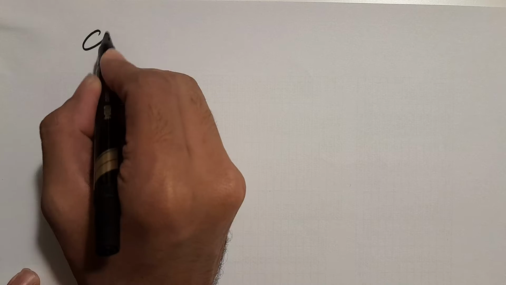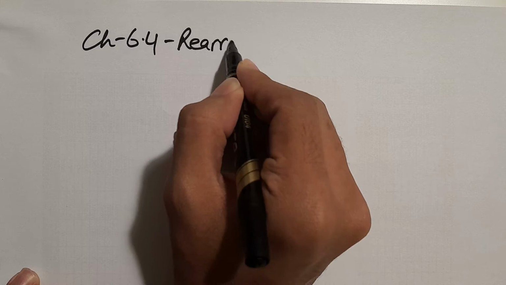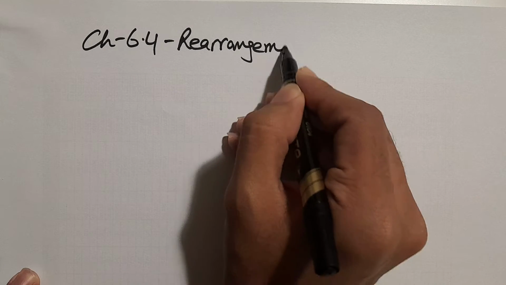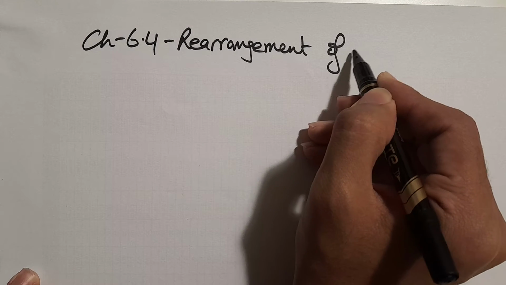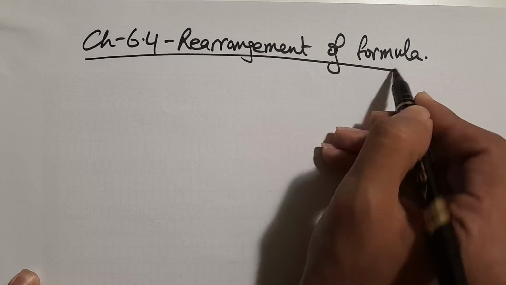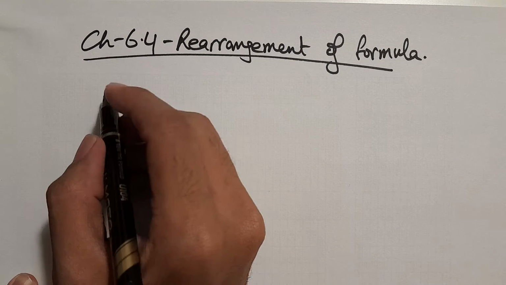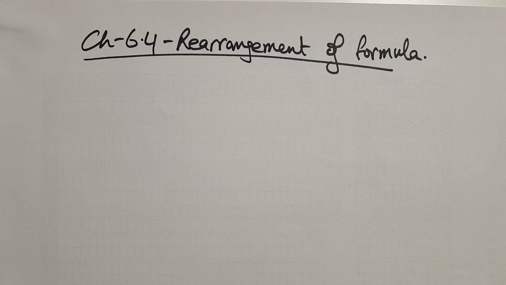So today we'll be doing a rearrangement of a formula. This is chapter 6.4, rearrangement of formula. This means that if you have any type of equation, which can be in numbers or in letters, you can rearrange that equation.